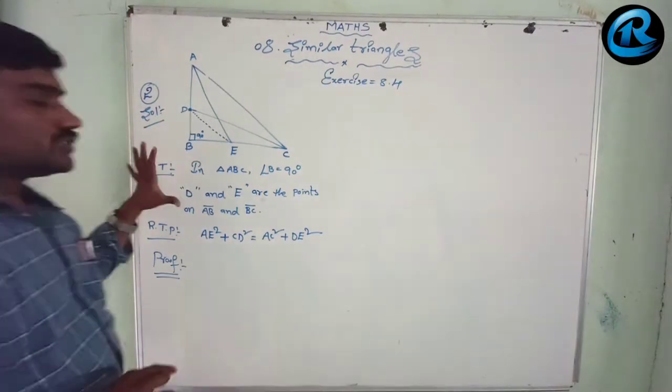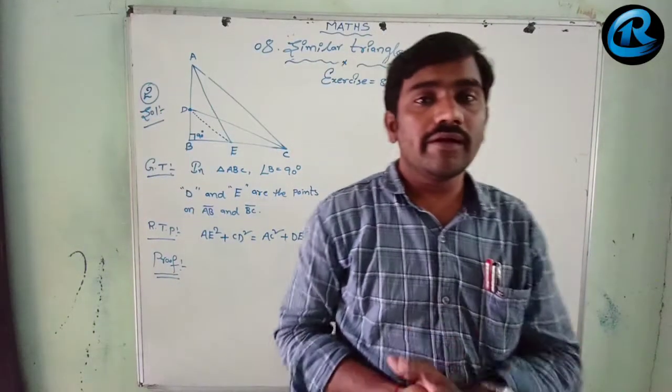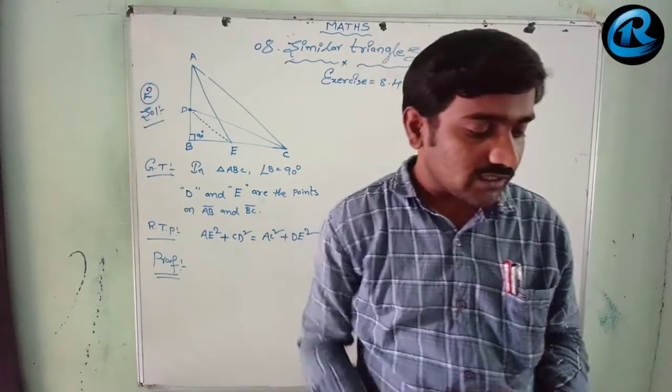Now this is the second question. Diagram and given, and RTP. Let us see what the second question is.